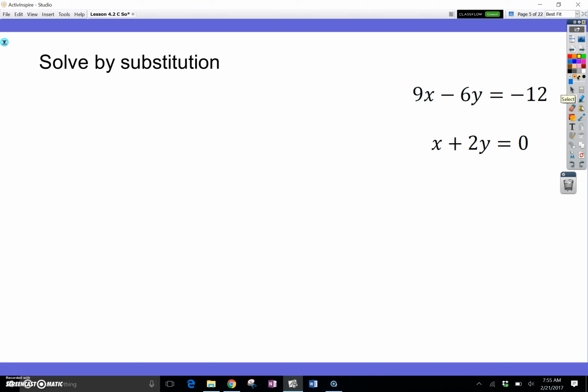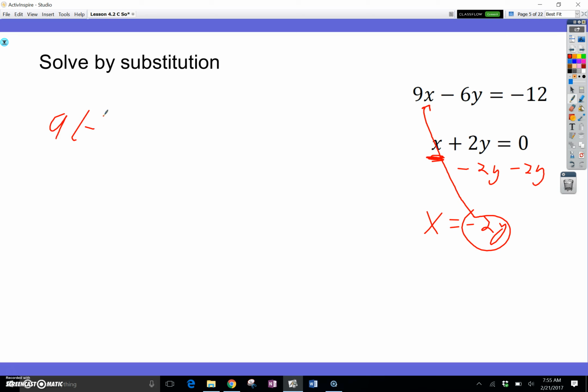Now I want to solve by substitution, and in my opinion the easiest thing to do is get this x by itself. So I would minus 2y on both sides. So that would give me x is equal to negative 2y. So I'm going to substitute that into here. So I'm going to have 9 times negative 2y minus 6y equals negative 12.